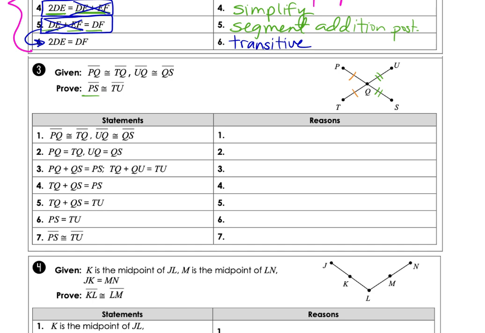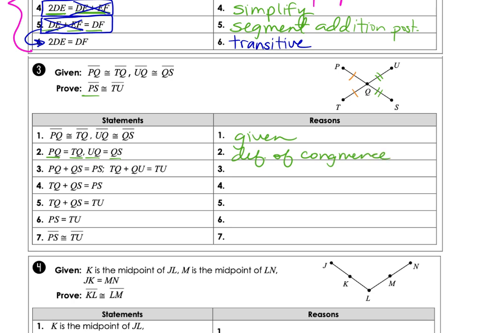What is your first step? It's your given. I highly recommend you mark it because I think it helps you see what's coming. The next thing they say is PQ equals TQ and UQ equals QS. Why are they saying that? Definition of congruent. If they are congruent, they are equal. So that's definition of congruence.